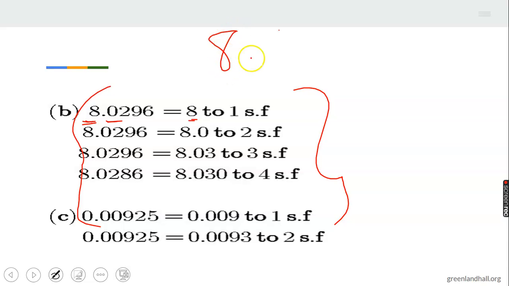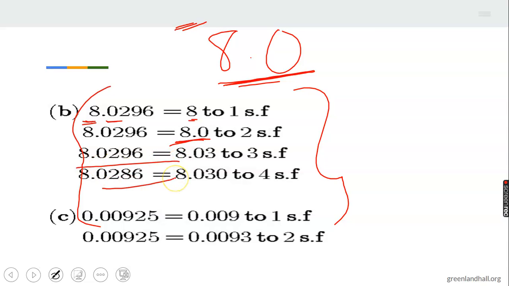Now, to two significant figures, after 8, you have 0. The first non-zero is 8. The next number could be any number from 0. Now, look at the third number. Is it up to 5? No. If it's not up to 5, that means our two significant figures will be 8.0. 0 is also a number, only when it is not starting. But if it's starting, we move to the next non-zero numbers. You follow the same trend for all the remaining ones.